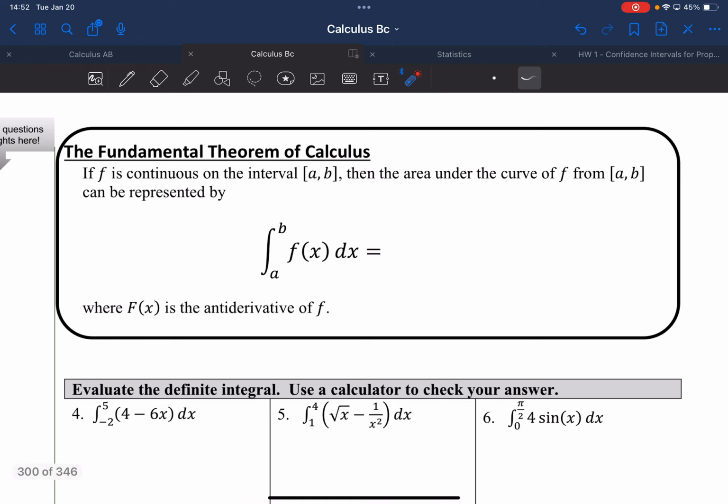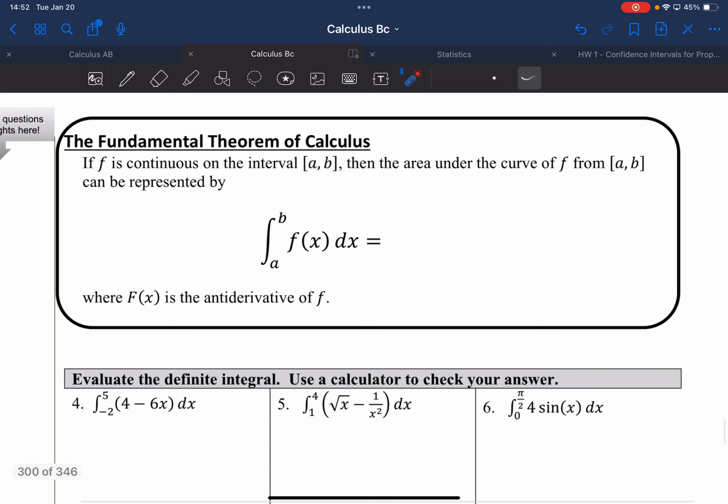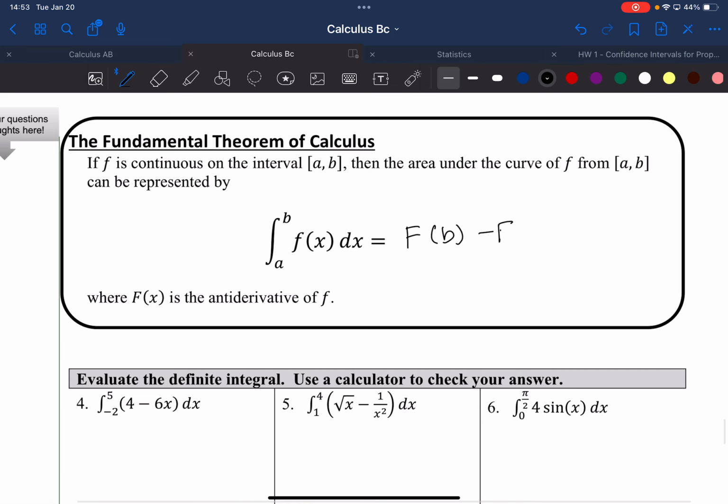Okay, then it brings us to the fundamental theorem of calculus. Remember, this was part 2 of the theorem that we wrote already on a previous note. So you've already seen this theorem before. It says if f is continuous on the interval a to b, so the closed interval, then the area under the curve of f from a to b can be represented by the integral from a to b, f of x dx, is equal to capital F of b minus capital F of a. So F of b minus F of a, where capital F of x is the antiderivative of f.